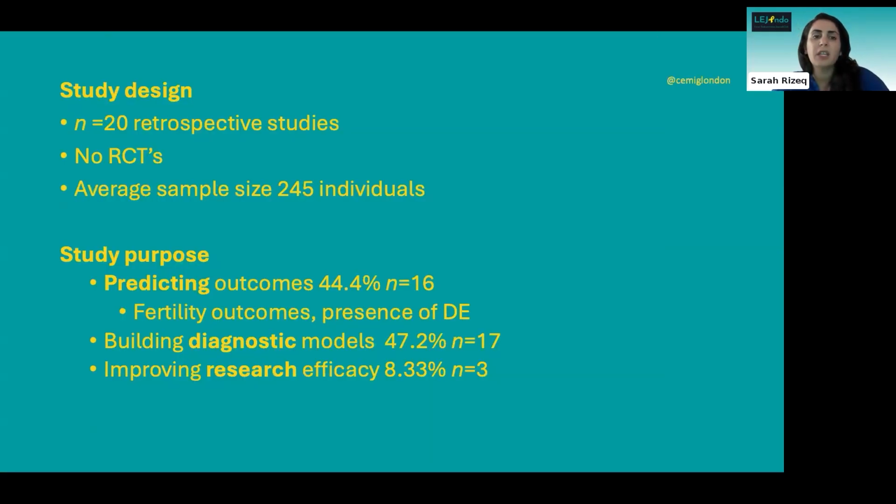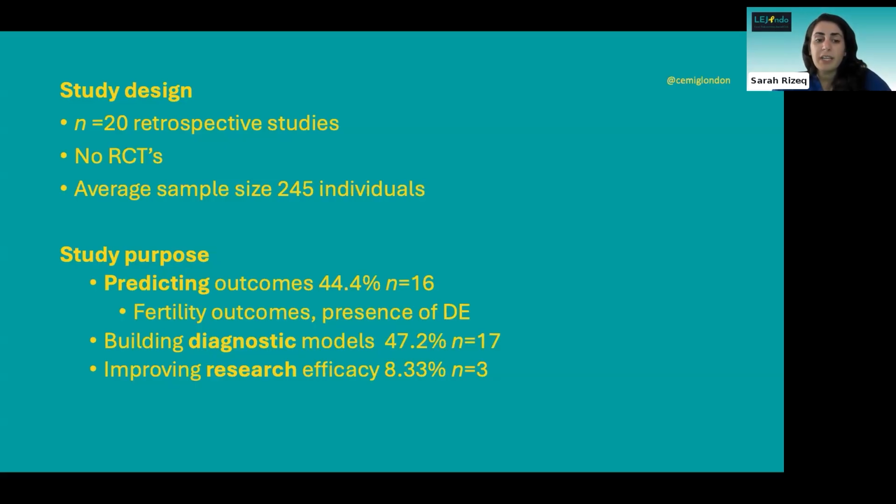So first of all, they looked at what kind of studies were being used with AI, and the vast majority were retrospective studies. There were no high value RCTs, and the average sample size was 245 individuals. The next way they tried to generate some sort of comparison between the studies was looking at the purpose of the AI model. And the three ways that they found it could be used is either to improve research efficacy, to improve your diagnosis in endometriosis, or to generate some sort of predictive outcome model.